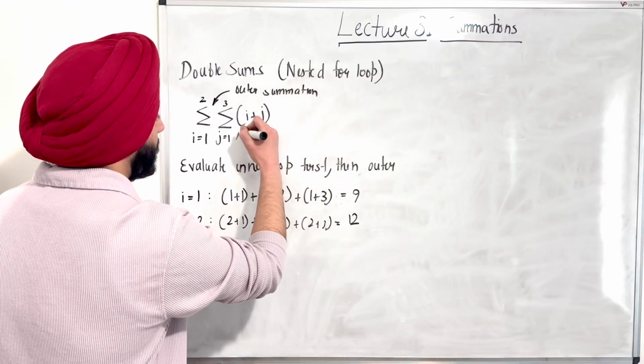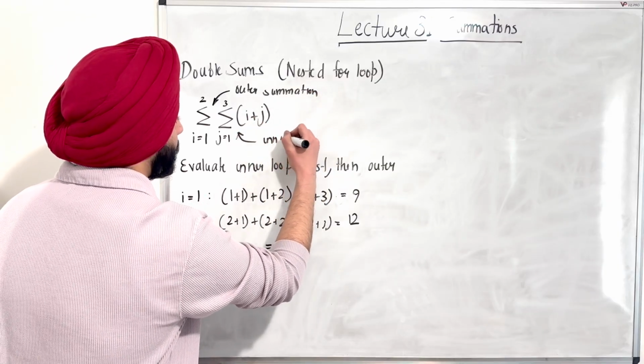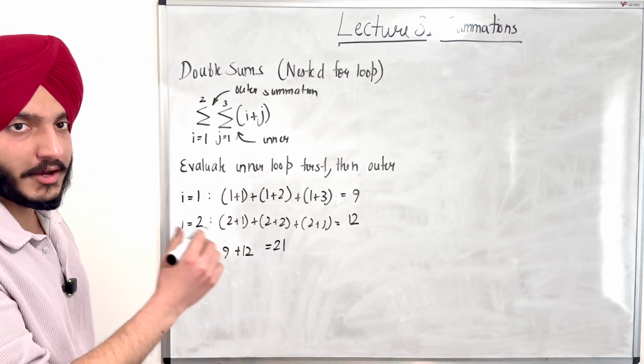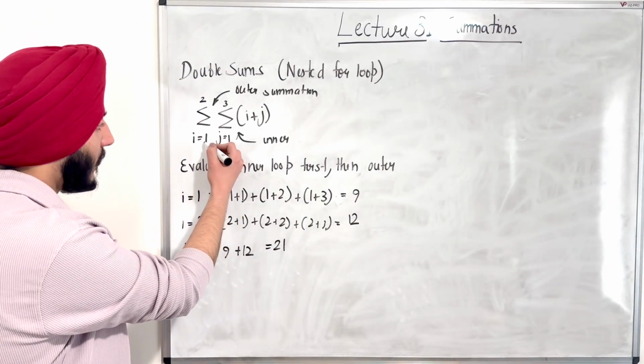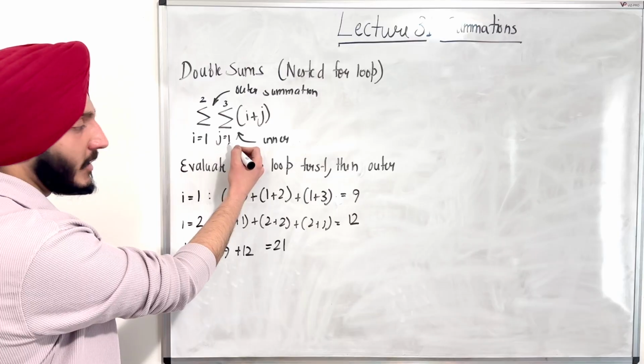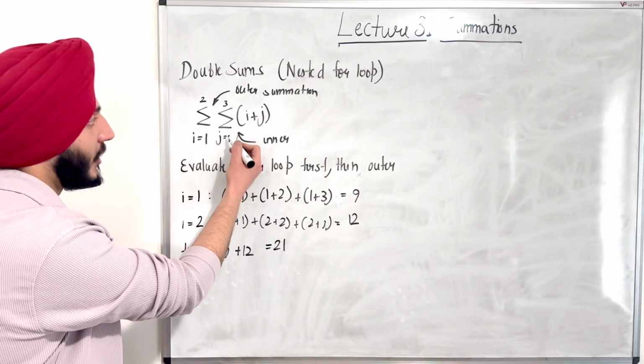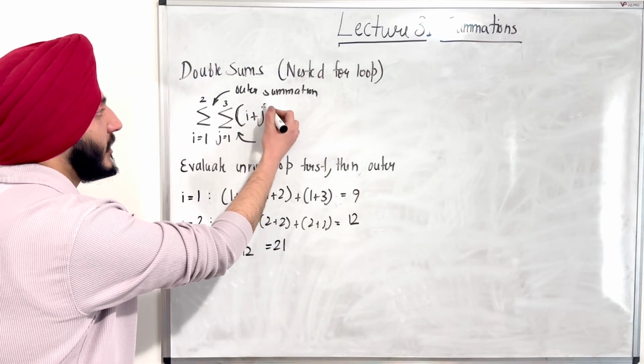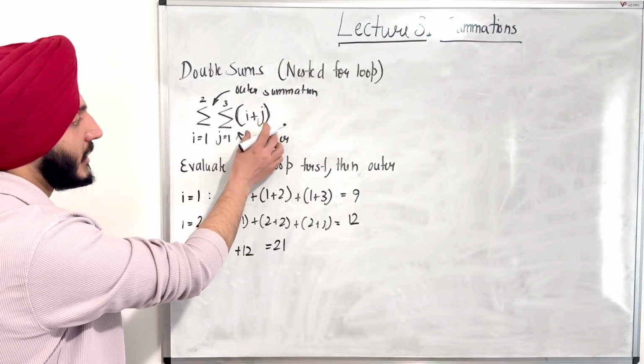And I have another summation inside it, right? If you try to look at it carefully, I go from i equal 1 to 2. Inside that, I have another element j, which goes from 1 to 3. And inside that, I finally have my expression, which is i plus j.